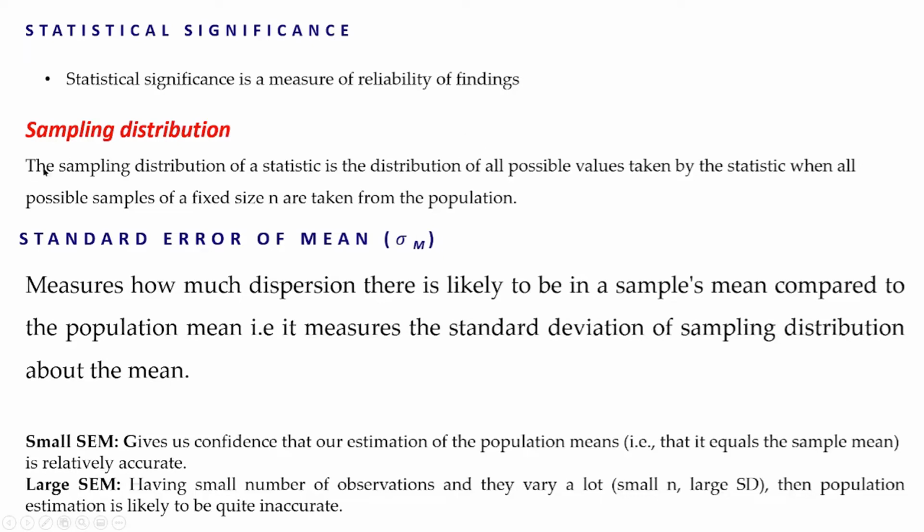Now moving on to sampling distribution. We have already studied probability distribution. A probability distribution is a distribution of a random variable x.